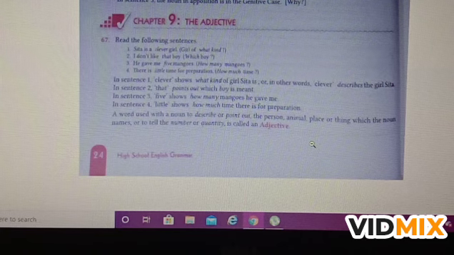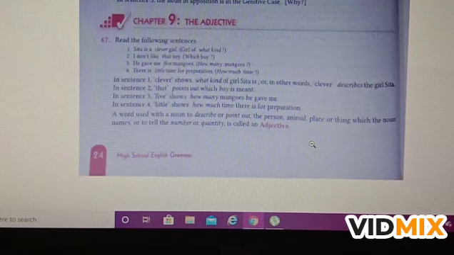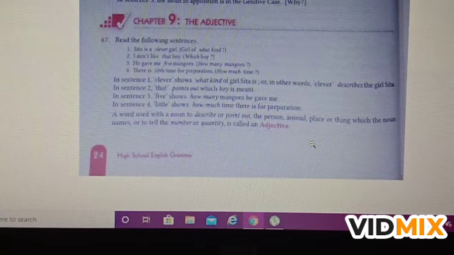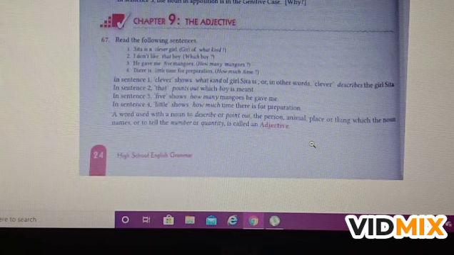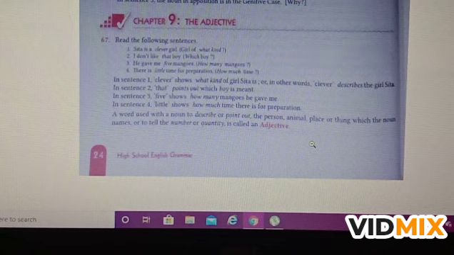The first one is Sita is a clever girl. So the word girl here is a noun, common noun. And the word clever, which is defining the girl, is the adjective. Number 2, I don't like that boy. Which boy? That boy. Boy is a common noun and the word that defines the common noun. So it is the adjective.